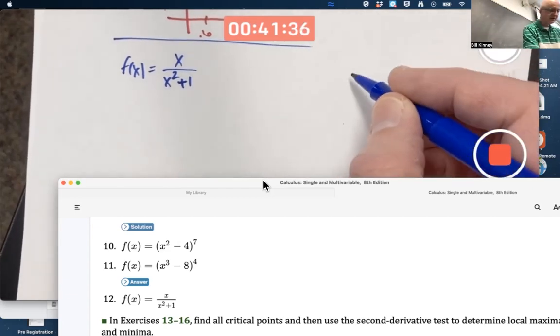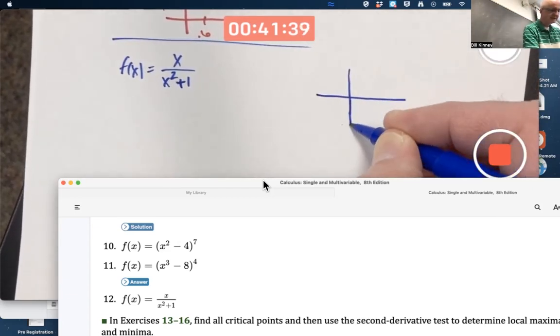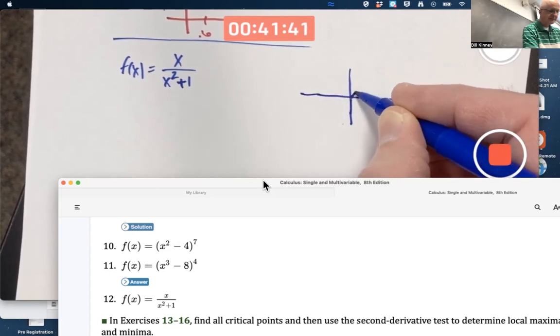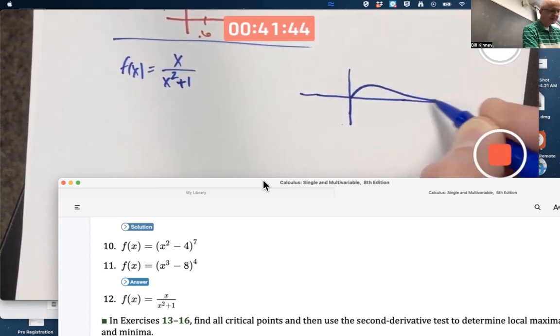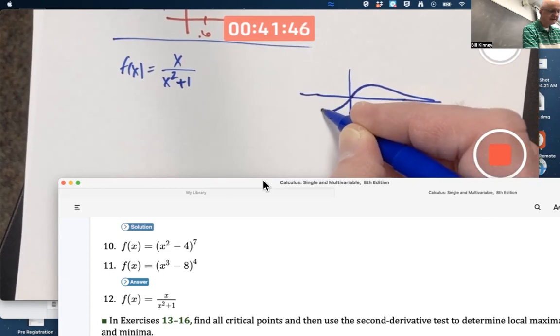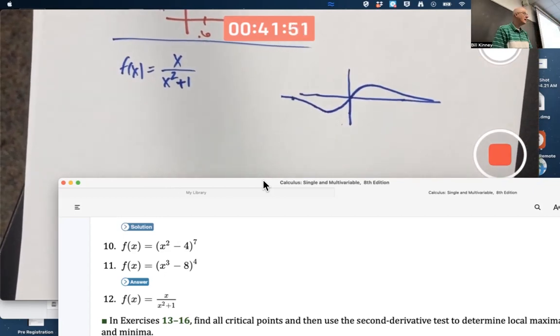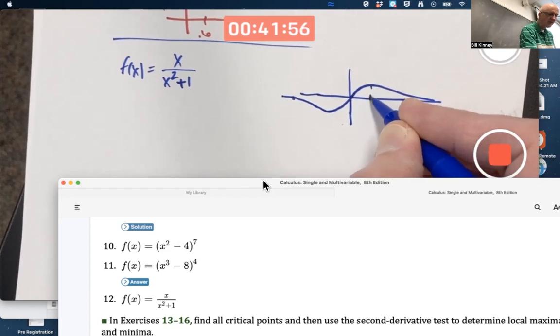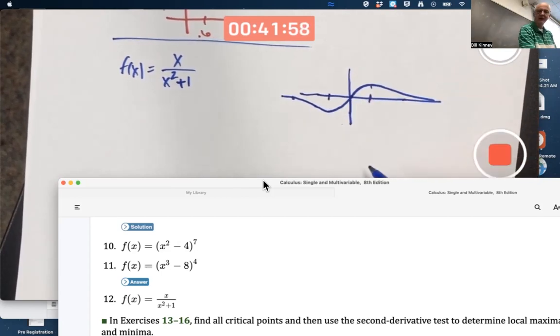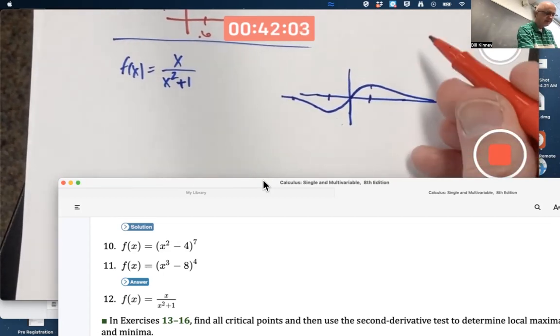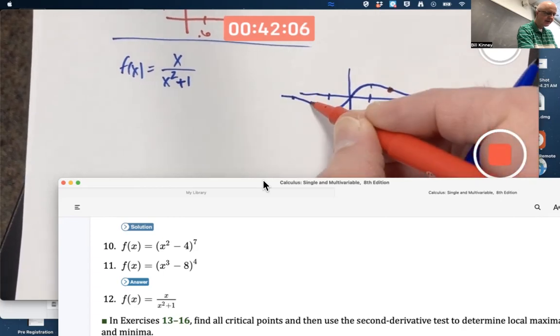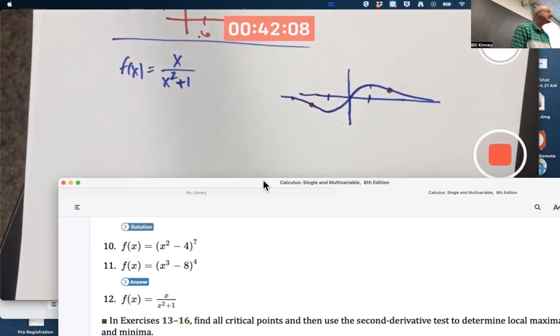It's also an odd function. It's going to have symmetry with respect to the origin. The graph's going to look like this. What we're after with calculus is exactly where the local max and local min are, though they will be symmetric about x equals 0, and exactly where the inflection points are, here and here in the picture. Where are those exactly? Calculus can tell us.